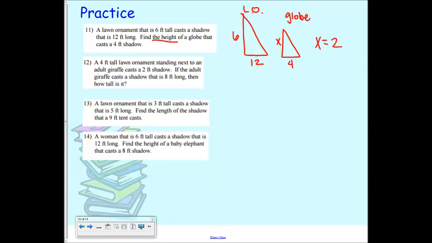So how do you start these problems? Drawing a triangle. Shadows will always be on the ground. Height will always be going this way. All right? Try 12, 13, 14, go.